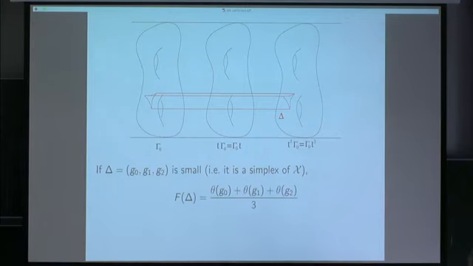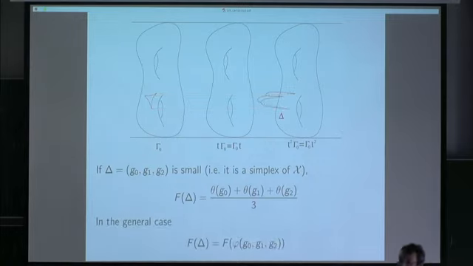This is very reasonable. But the point is, when delta is very big, then now a key fact is that these surfaces are very non-convex in this guy. So if you look at the small triangles, okay, you can just forget about this.